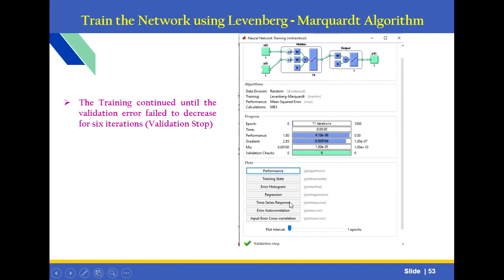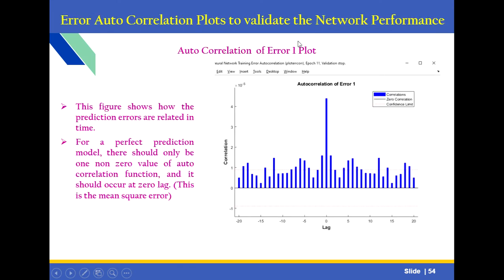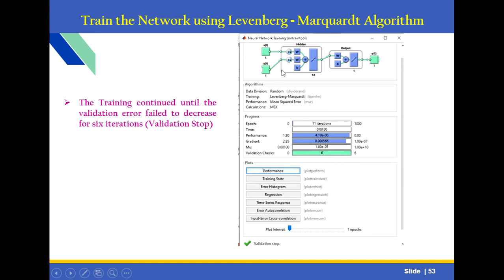Here the training window is shown. The training continued until the validation stopped. If there is a validation error, you have to retrain the network. You have to train at least 6 iterations, and then only will you get the result. Here you see the neural network with a hidden layer and some delay elements. The algorithm for data division is random, and the training algorithm is the Levenberg algorithm. Performance is evaluated by mean squared error.